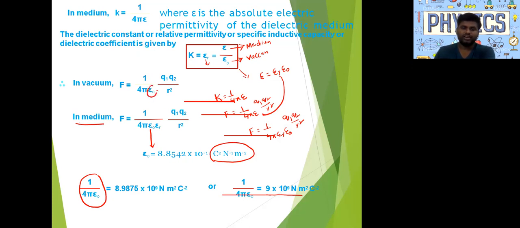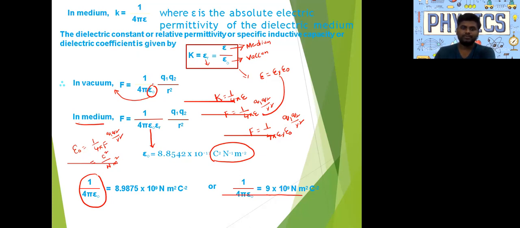If you see, in order to find epsilon naught, this epsilon naught is moved to here. Then epsilon naught is equal to 1 by 4 pi F, q1 q2 by r square. So 1 by 4 pi is a dimensionless quantity, no units. And q1 q2 is charge into charge, Coulomb square, force is Newton, and r square is distance, meter square. So Coulomb square per Newton meter square is the unit for epsilon naught.